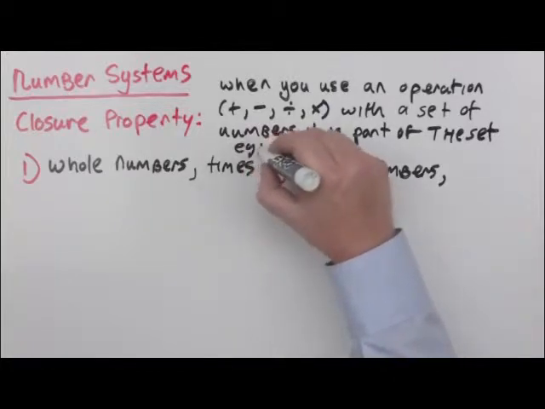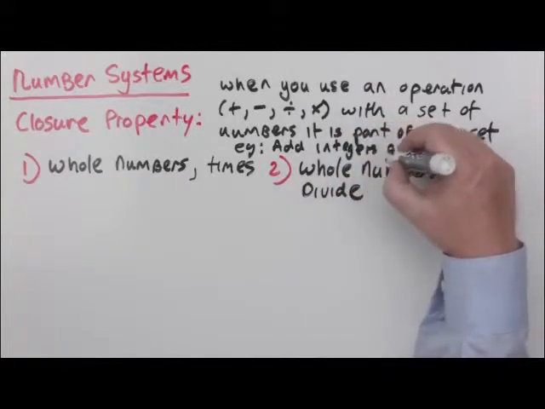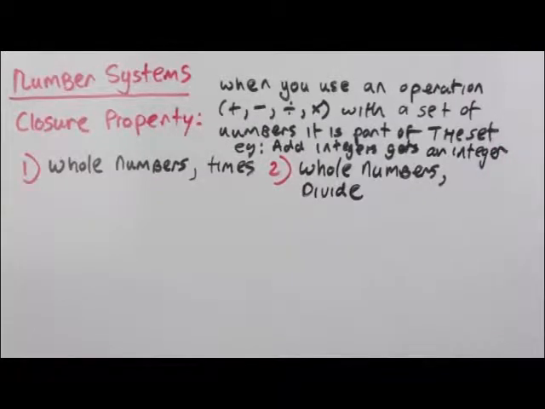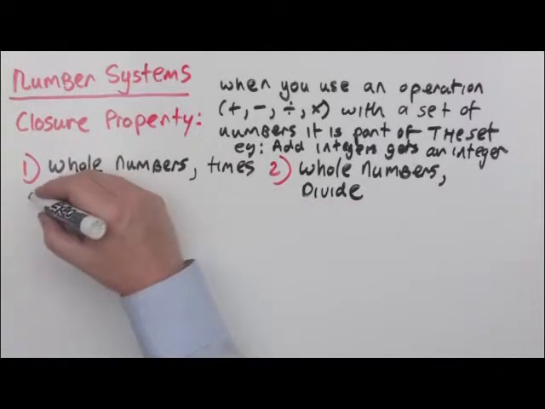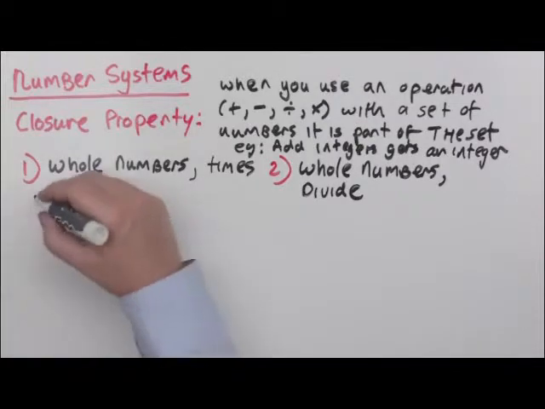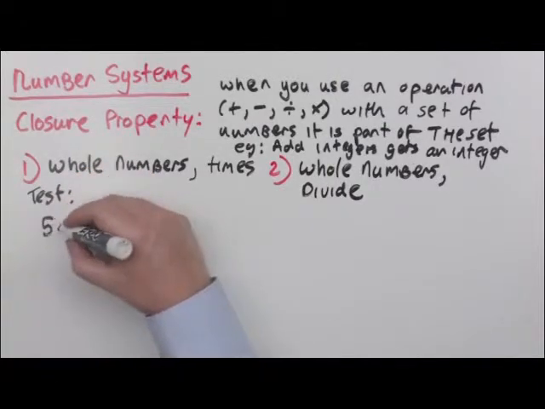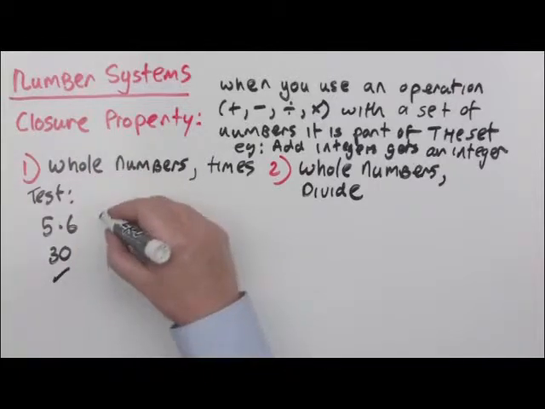For example, if I add integers, I get another integer. So that's closure. So let's think of whole numbers and times. When I multiply a whole number, am I going to get a whole number? Let's do some tests with some whole numbers. Let's try 5 and 6. 5 times 6 is 30. That's a whole number. That works.